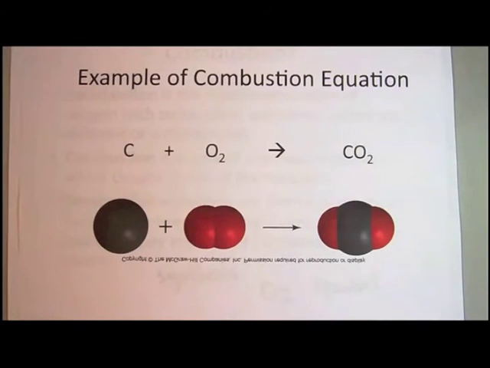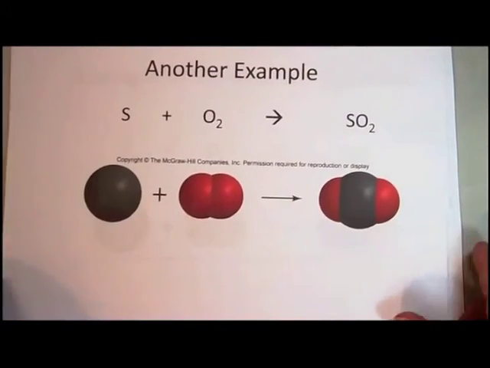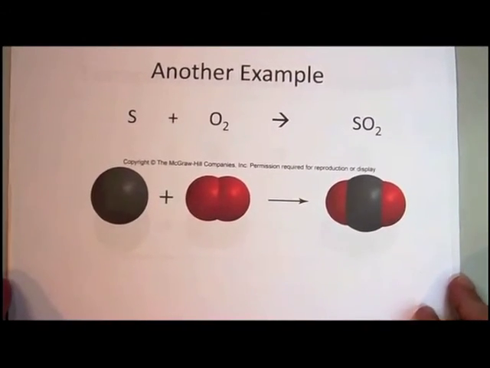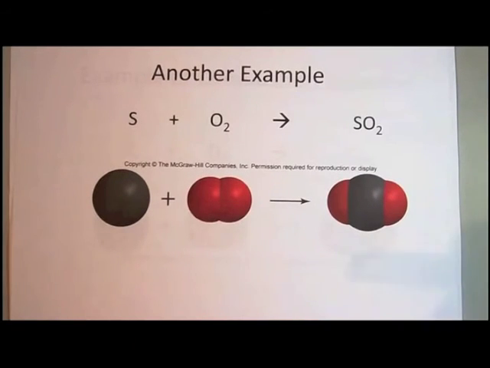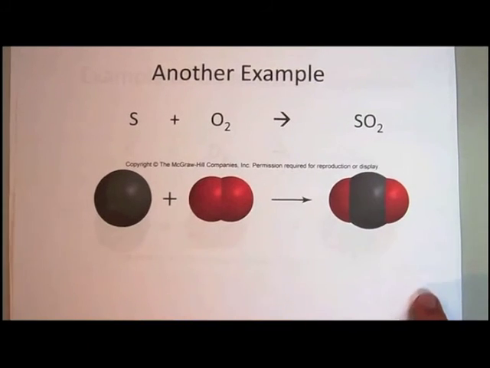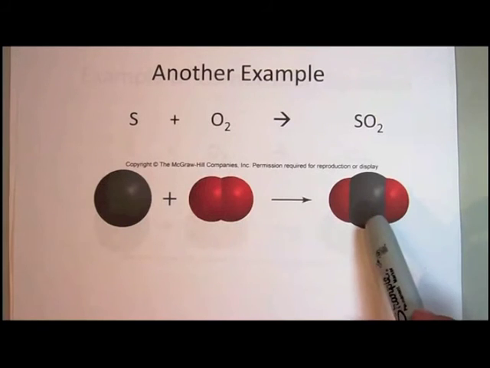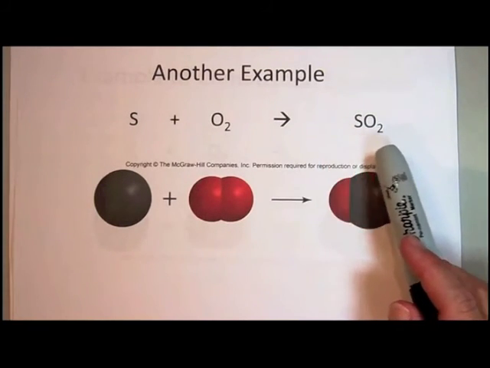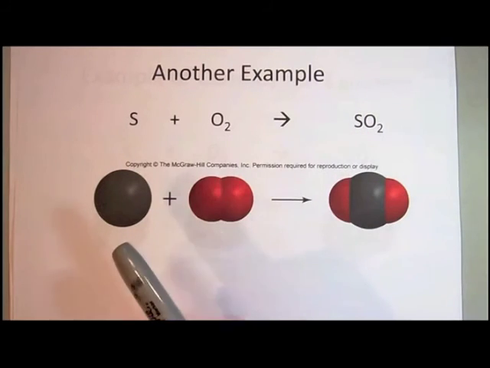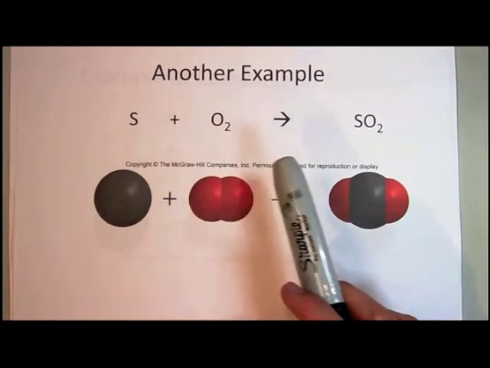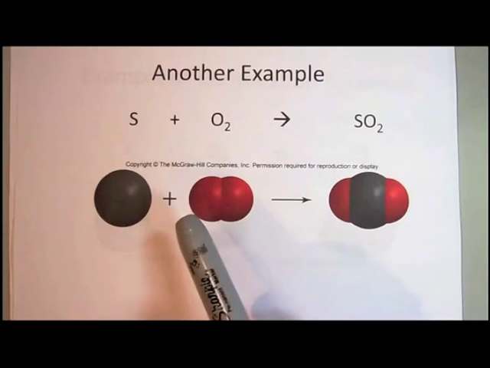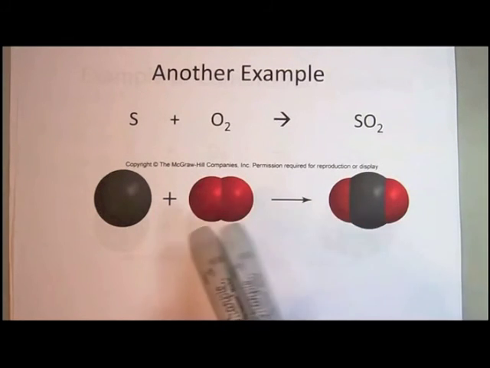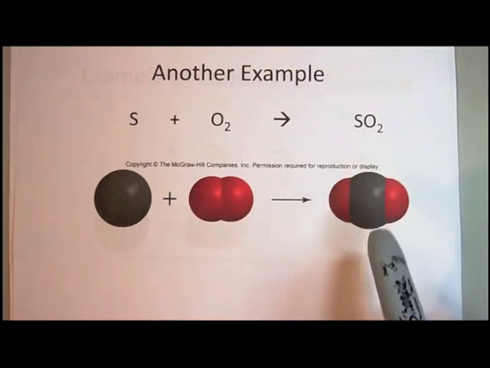Here's another example of a combustion equation. In this case, sulfur is the element that is combining with oxygen to give the compound sulfur dioxide. It's a molecule, sulfur dioxide. And again, you can see we can model it with letters and little numbers, or we can model it with these spheres that we call a space-filling model. They both tell us the same story.